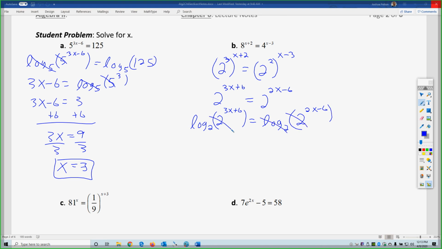So those will cancel nicely because log bases cancel power bases. So we have 3x plus 6 equals 2x minus 6. So minus 2x and minus 6. So we get x equals negative 12. Okay. All right.